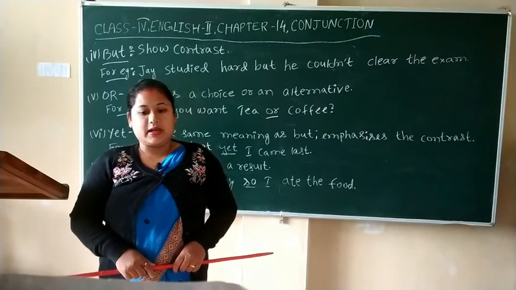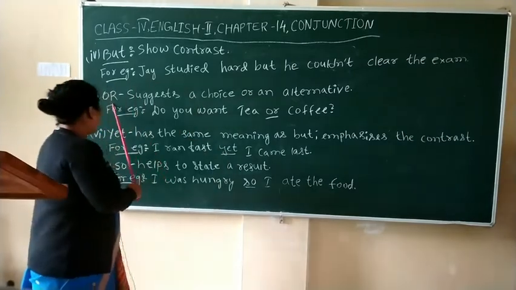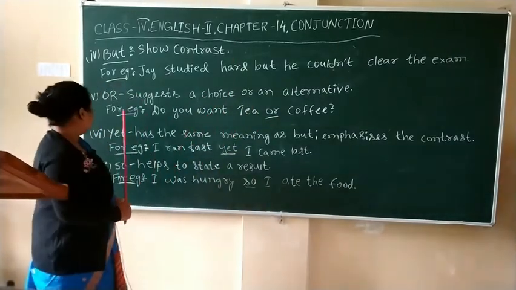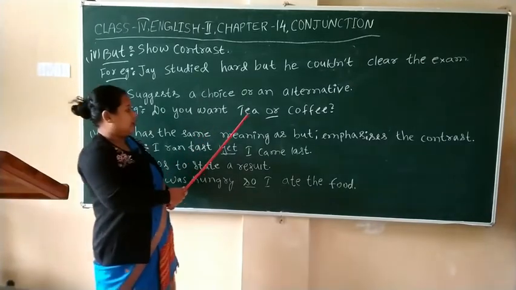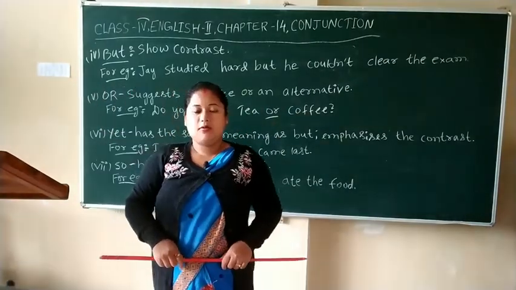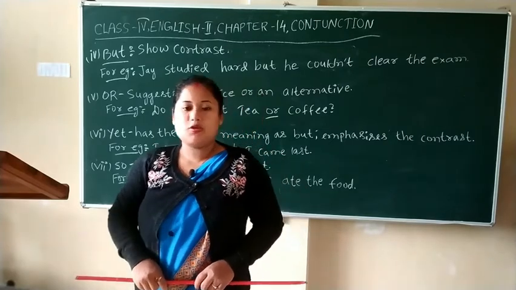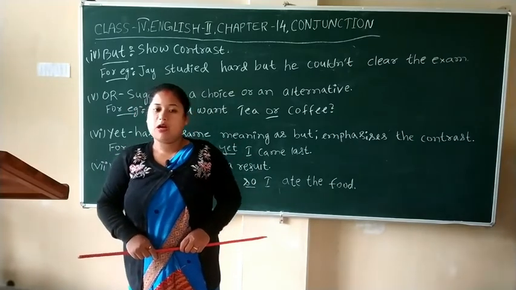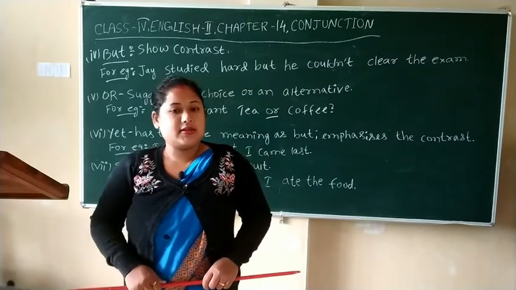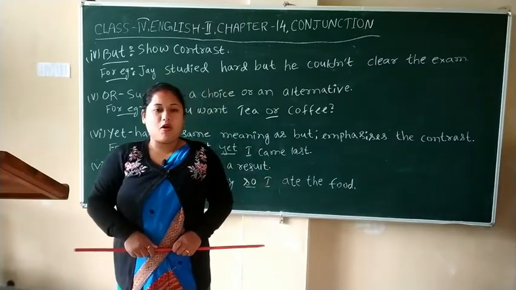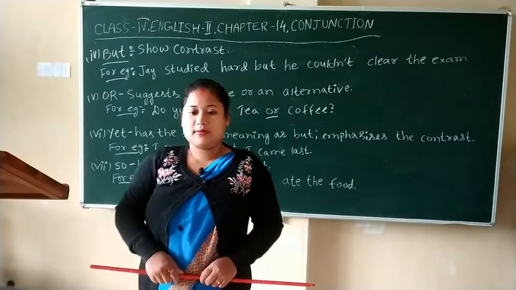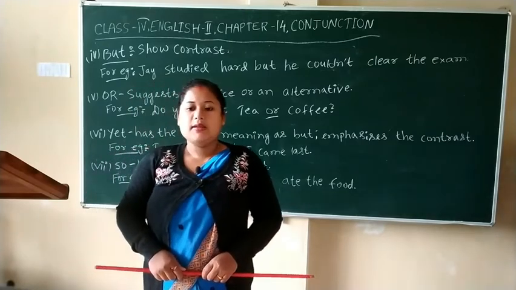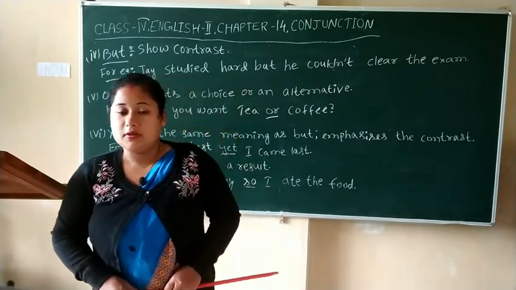The other coordinating conjunction to be discussed is or. Or suggests a choice or an alternative. For example, do you want tea or coffee? Here, or is used to offer two choices. Either you have the choice of drinking tea or you have the choice of drinking coffee. Uses of or. The conjunction or can join words. As a conjunction, or can join two sentences. The conjunction or is used to suggest a choice.